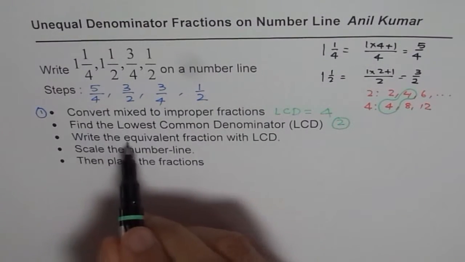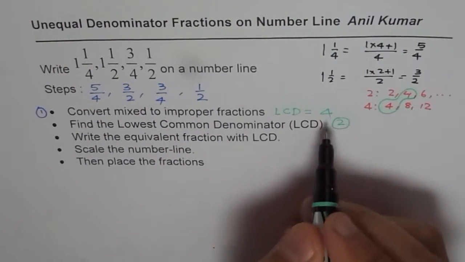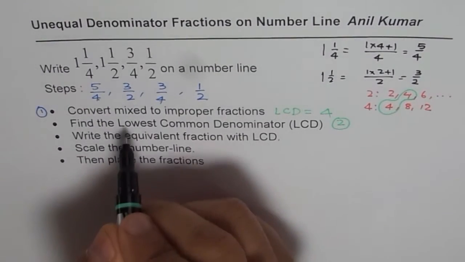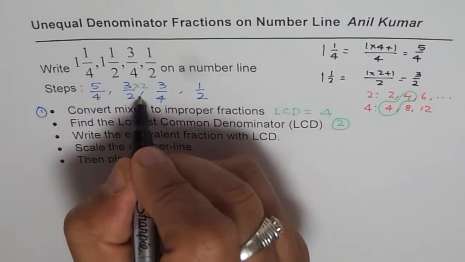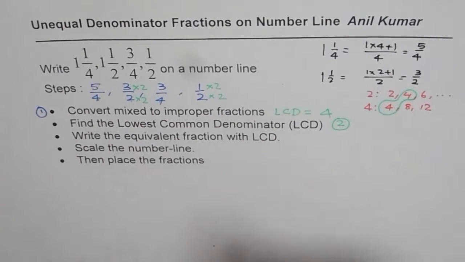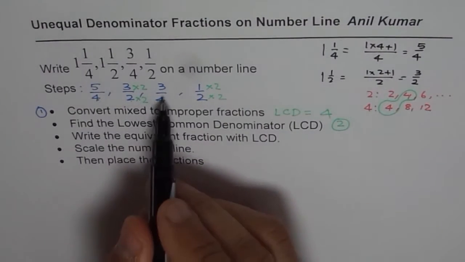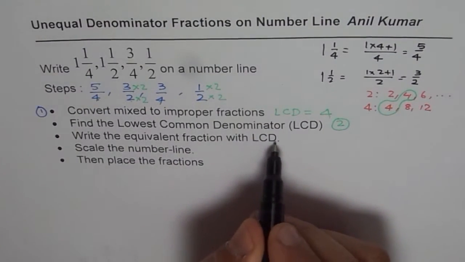Now we need to write these fractions as equivalent fractions with the lowest common denominator. Since the denominator is 4, here we already have 4, there we have 4, these two should be made 4. How can we do it? We can multiply both numerator and denominator by 2, and so we get all with the lowest common denominator of 4, right? So let's multiply them by 2 and then we'll rewrite these fractions, right? So I'm writing them here now. So write the equivalent fractions with the lowest common denominator.